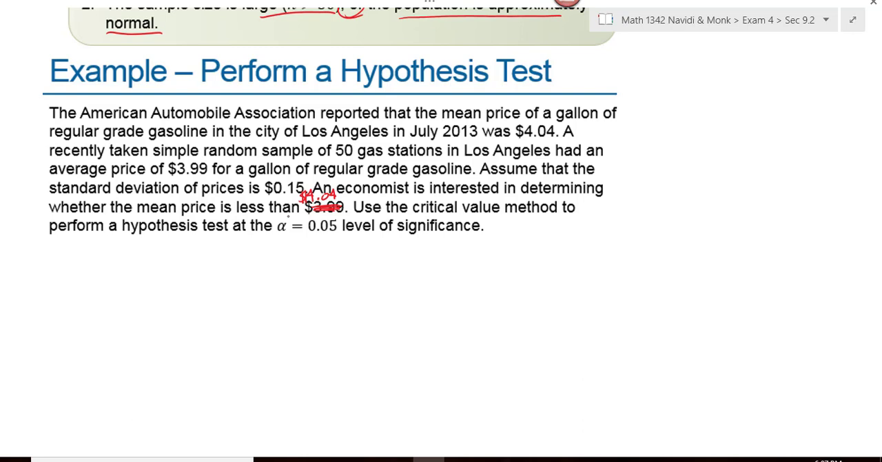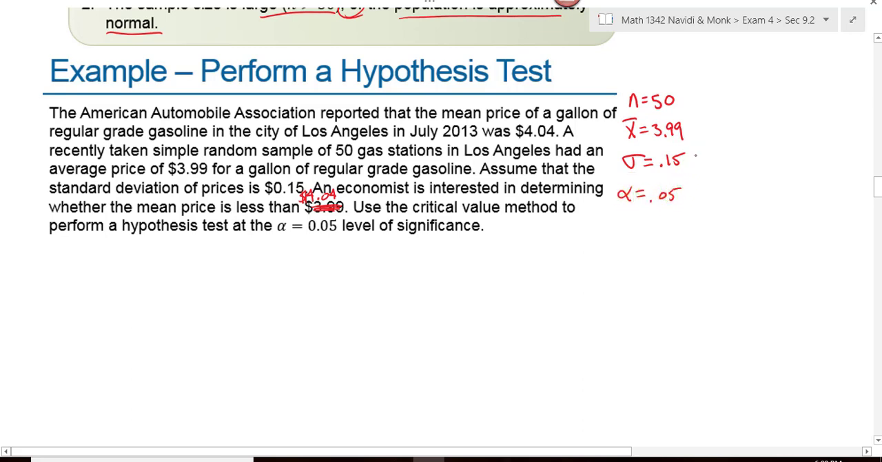A recently taken simple random sample of 50 gas stations in Los Angeles had an average price of $3.99 for a gallon of regular grade gasoline. Assume that the standard deviation of price is 15 cents, so the population standard deviation will be 0.15. An economist is interested in determining whether the mean price is less than $4.04. Use the critical value method to perform a hypothesis test at the alpha equals 0.05 level of significance.